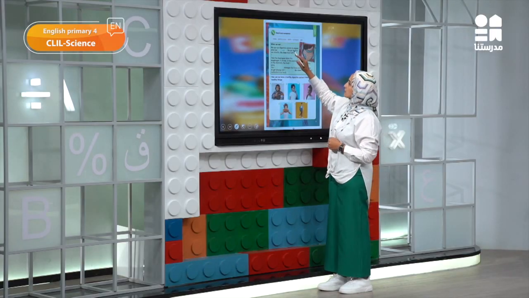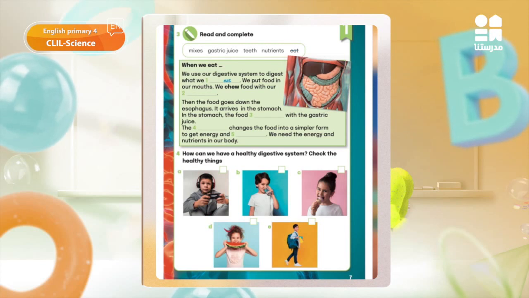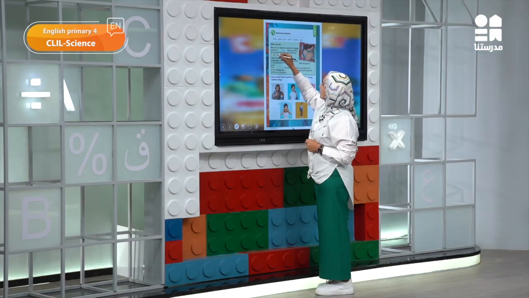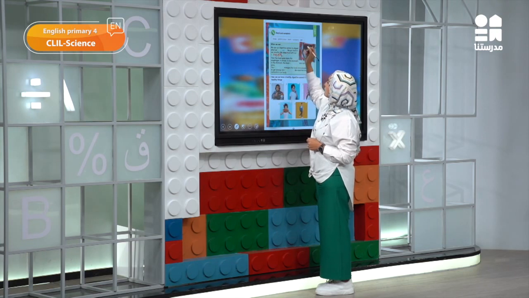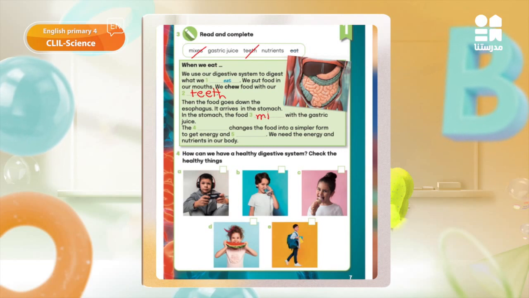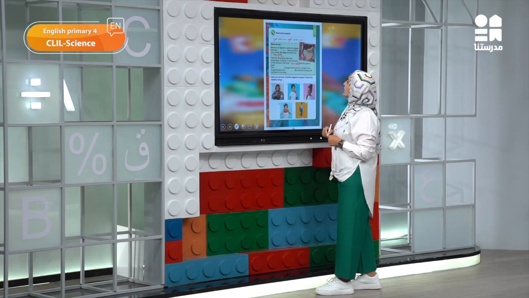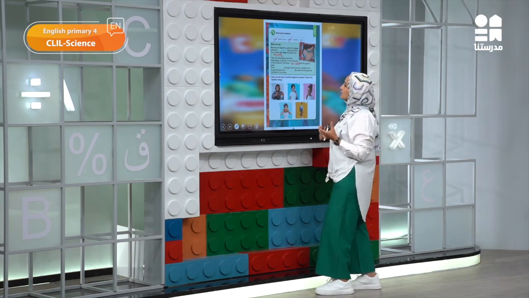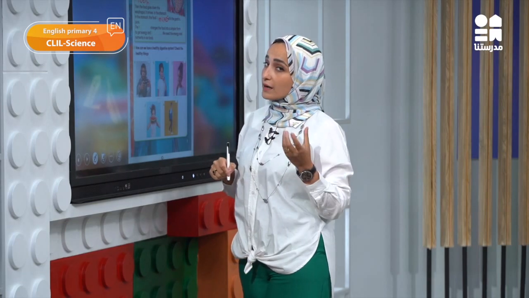Again, we use our digestive system to digest what we eat. Exactly. We put food in our mouth, we chew food with our, excellent, with our teeth. Very good. Then the food goes down the esophagus and it arrives in the stomach. And what happened in the stomach? The food, yes, exactly, mixes with the gastric juice. That changes the food into a simpler form, huh?